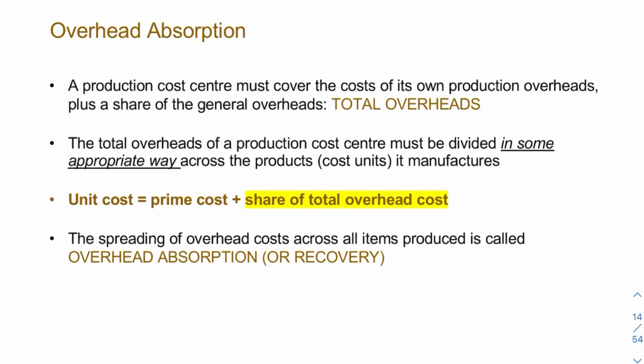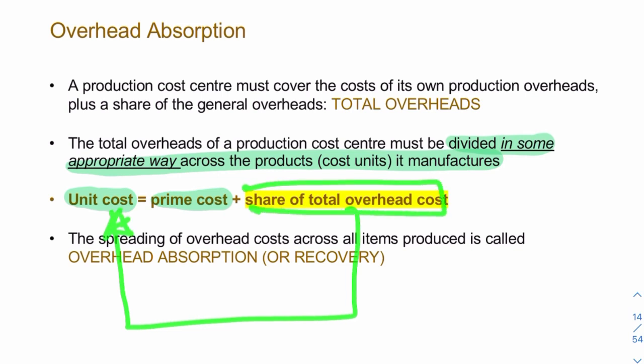So, overhead absorption is dividing the overhead cost in some way into the unit cost. So the unit cost is equal to the prime cost plus some share of the overhead cost. It's not enough to say, well, the unit cost is equal to the prime cost. That's like saying the cost of a cup of coffee should equal the cost of the ingredients of the cup of coffee plus the wages of the person who made the cup of coffee and the cost of operating the machine. We still need to include in that cost the cost of running the store.